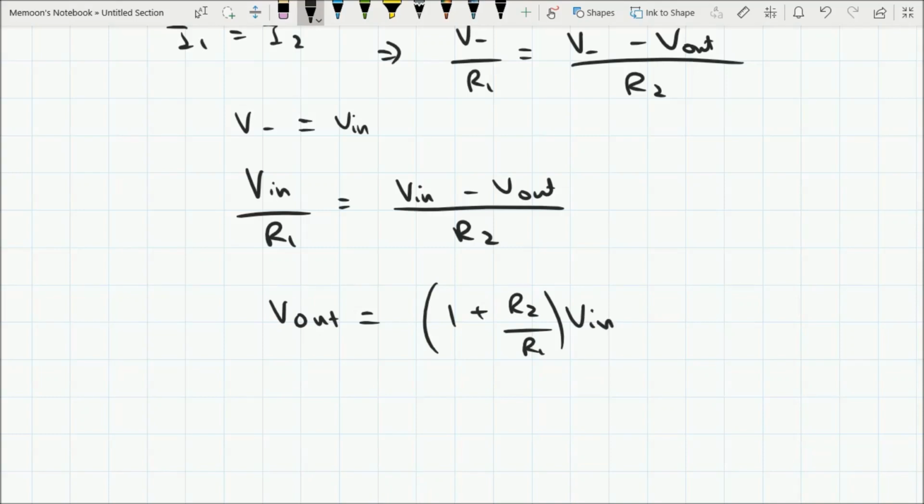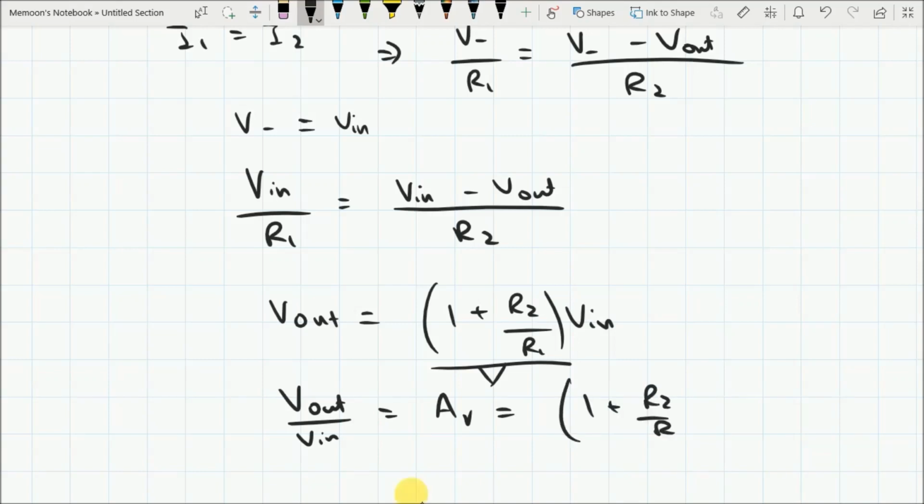Now you can see that the gain actually is this expression, because the gain is V out over V in, which is equal to 1 plus R2 over R1. So this is the expression of gain for the non-inverting amplifier. What is the advantage here? How is it different from an inverting amplifier?